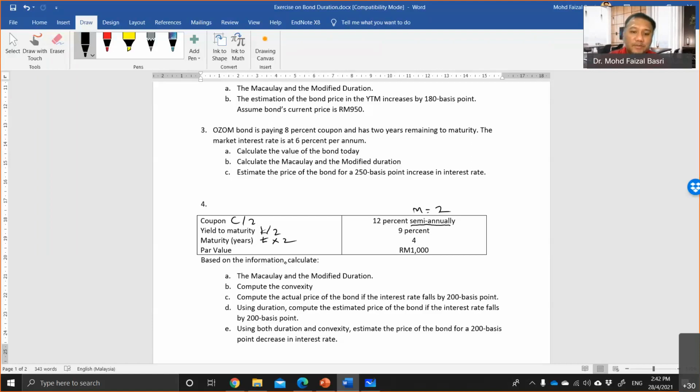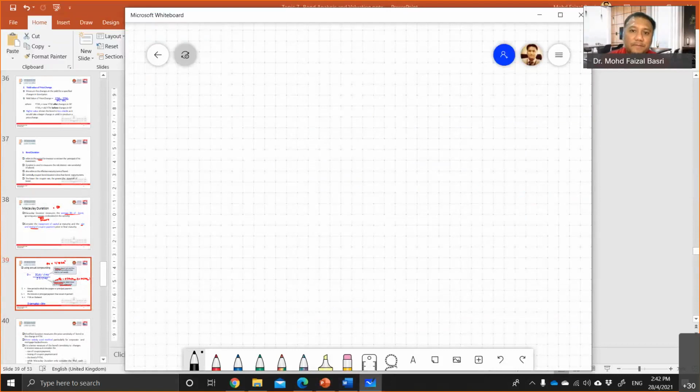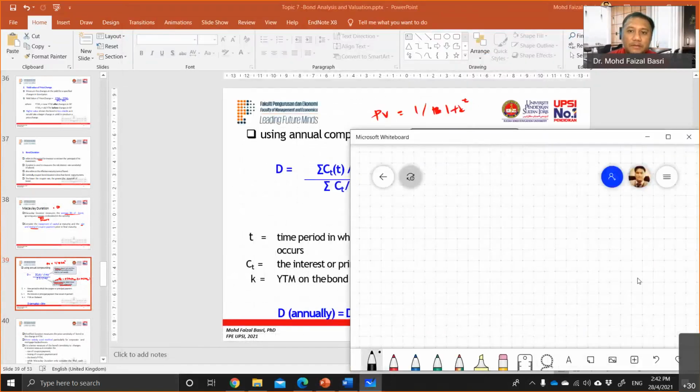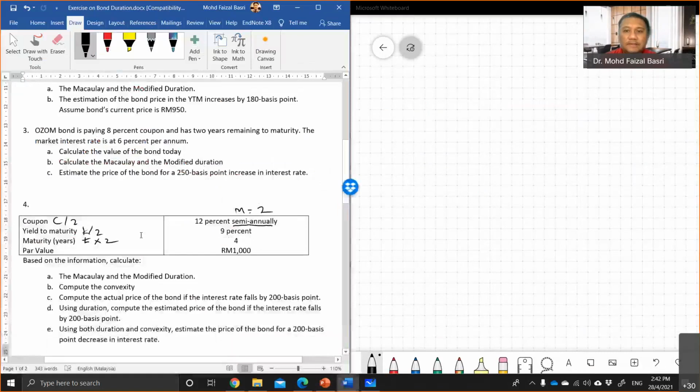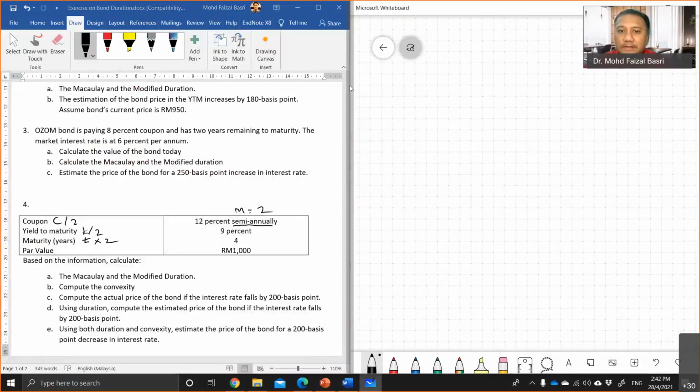So how to prepare? Again, this is the general formula, but to solve this, I suggest to prepare a table. Let me put it like this. So the table will have something like this. We're going to start with time. So time will be our first column, and time refers to T.